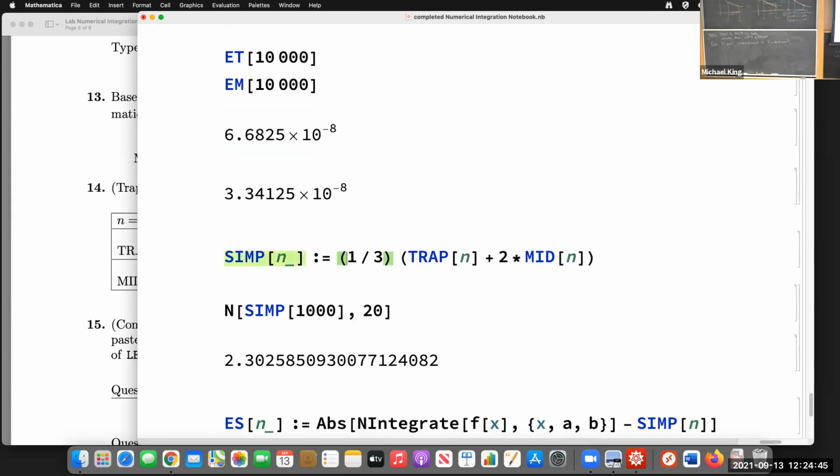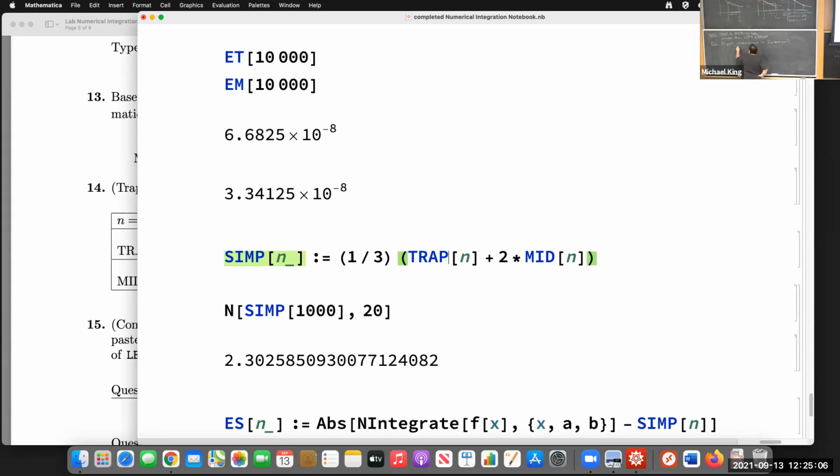One third of the trapezoid sum plus twice the midpoint sum. And when you see this formula in books, it just looks super random and weird. But I think we can do some math here. Let's think of this.